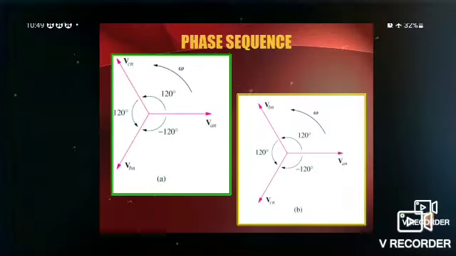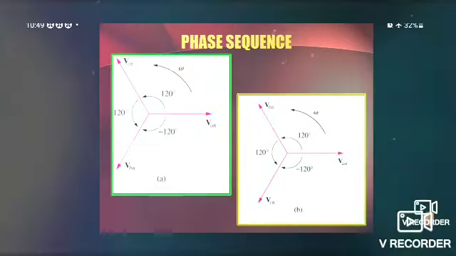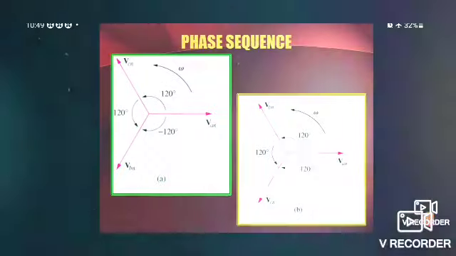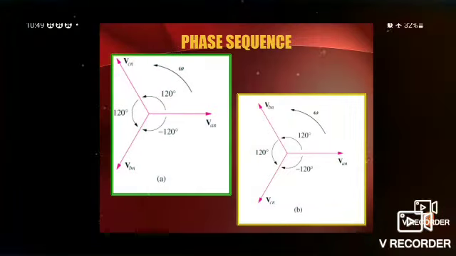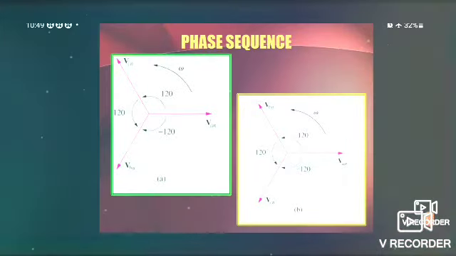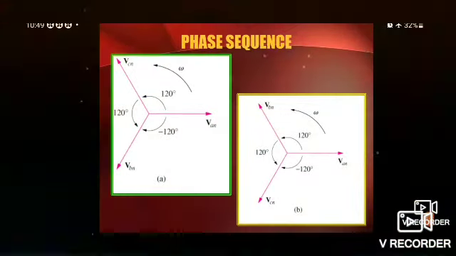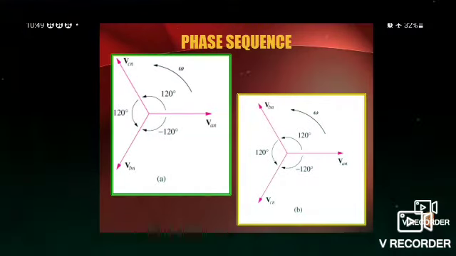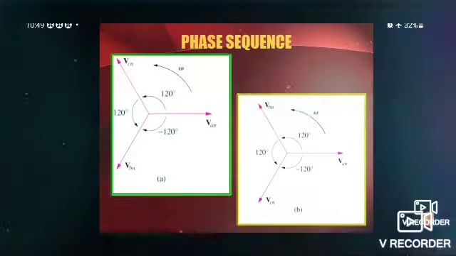Similarly, see the second circuit in which the phase sequence is Vbn leads the Van by 120 degree. Therefore, Vbn is Vm with angle 120 degree. But Vcn lags the Van by 120 degree. Therefore, it is Vm with angle minus 120 degree.